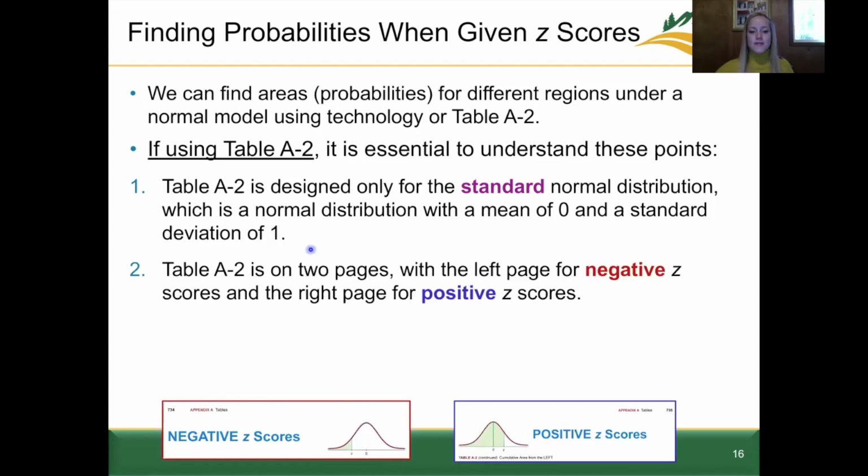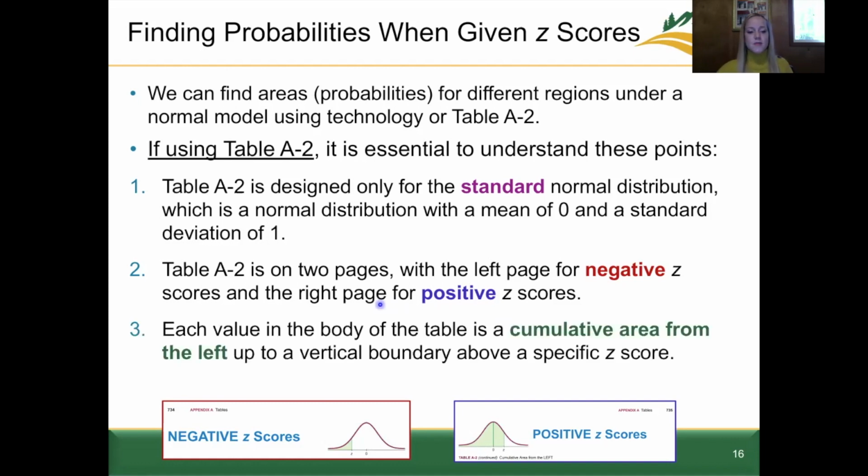Next, there are two different pages for Table A2. The left-hand page, or page 734, is for negative z-scores. The right-hand page, or page 735, depending on what version of the textbook you're using, has the positive z-scores. We will do an example of all this.